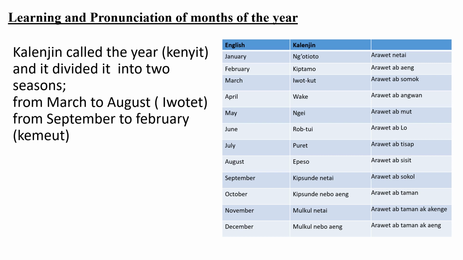September, Kipsunde netai. Arawet ab sogol, the 9th month. October, Kipsunde nebo aeng. Arawet ab taman, the 10th month. November, Mulgul netai. Arawet ab taman ak agenge. December, Mulgul nebo aeng. Arawet ab taman ak aeng, the 12th month.